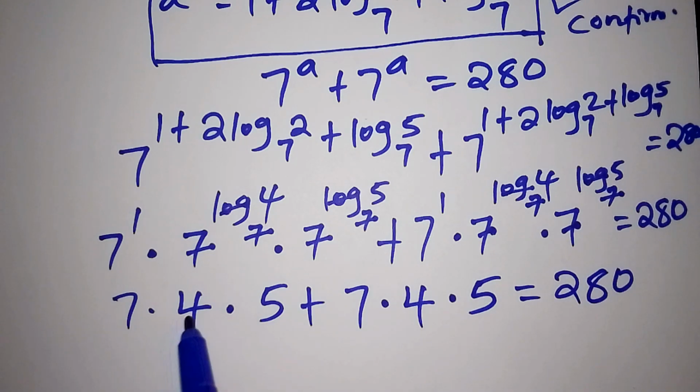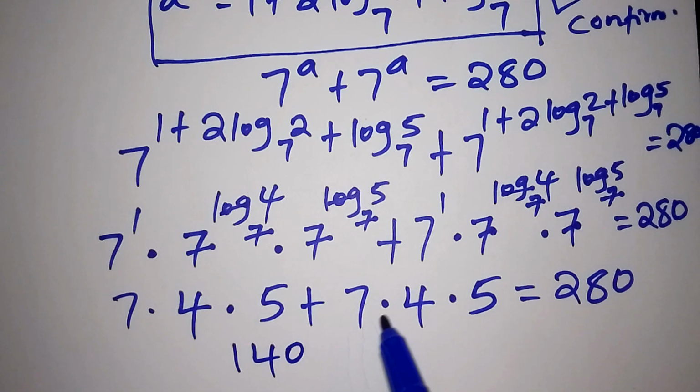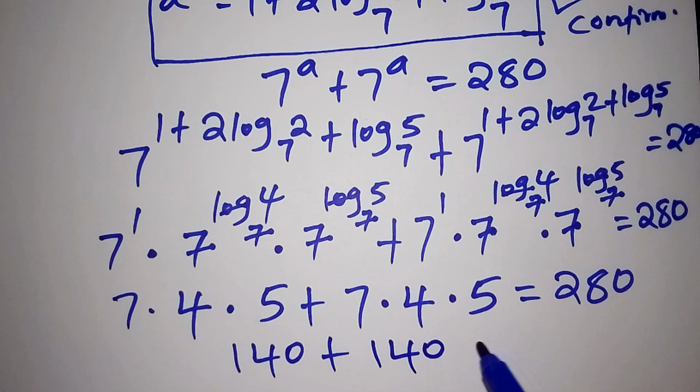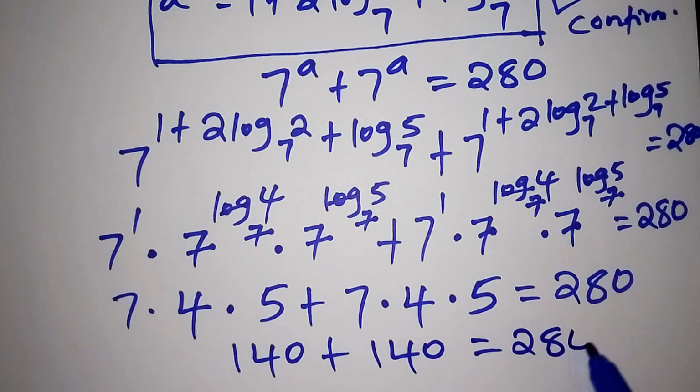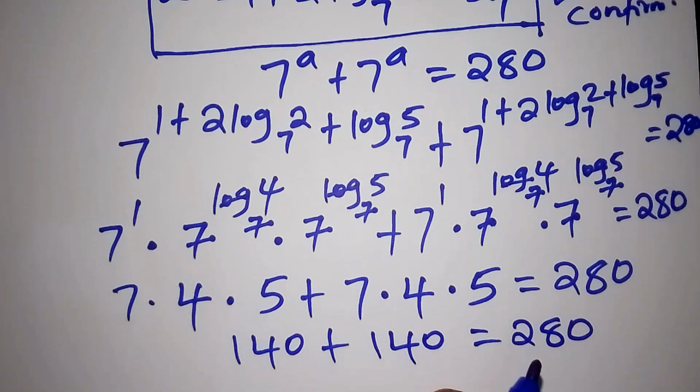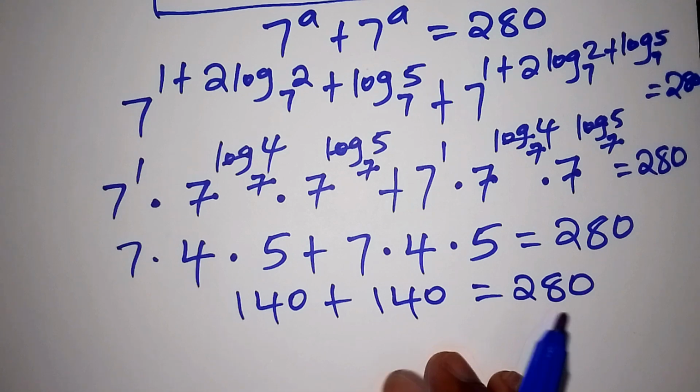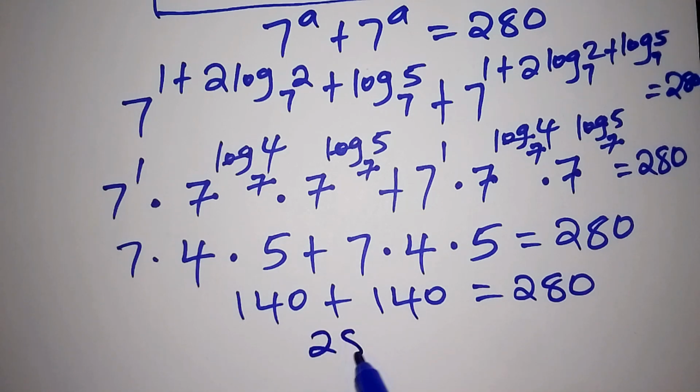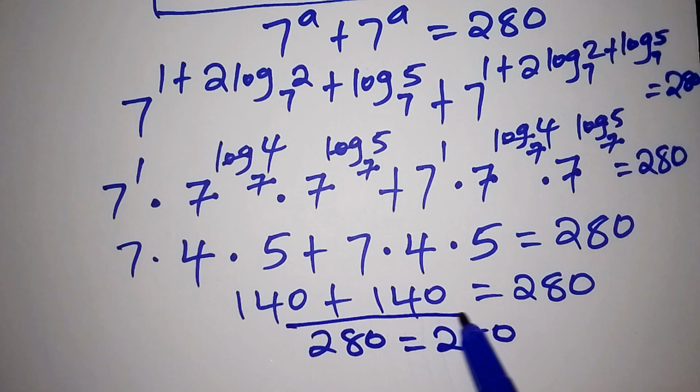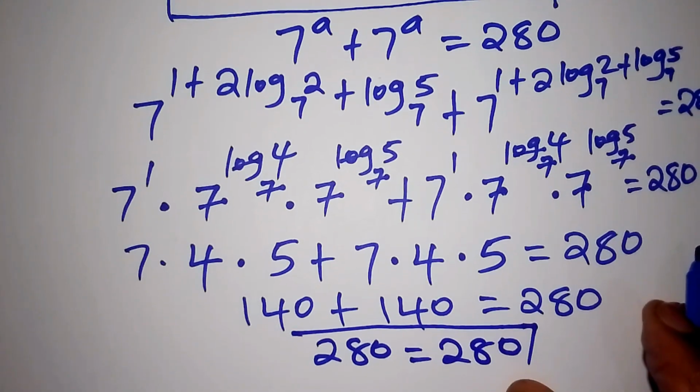So 7 multiplied by 4 is 28, then 28 multiplied by 5 is 140. So here we have 140 plus the whole of this, which is also 140, is equal to 280. So what is 140 plus 140? It is 280, which is equal to 280. So our answer is correct.